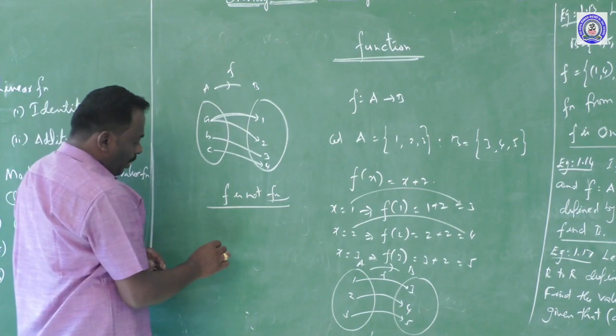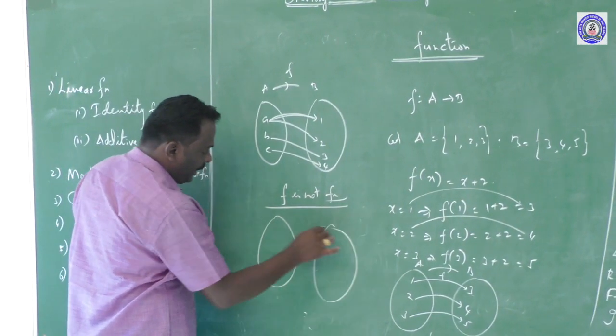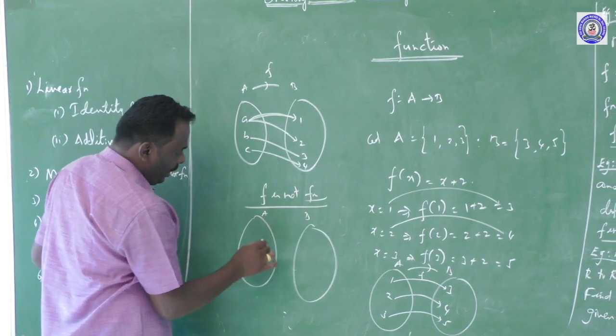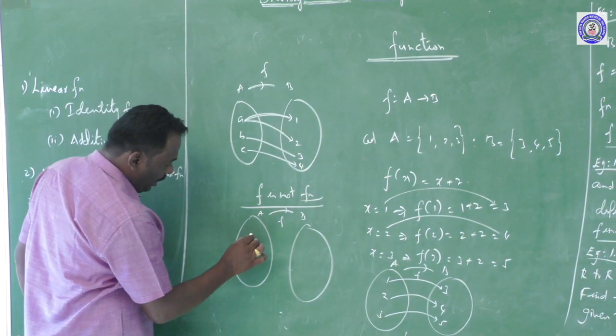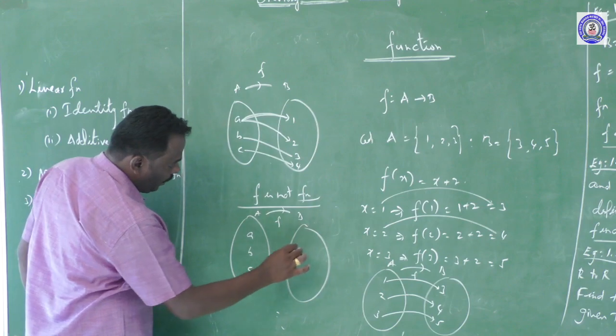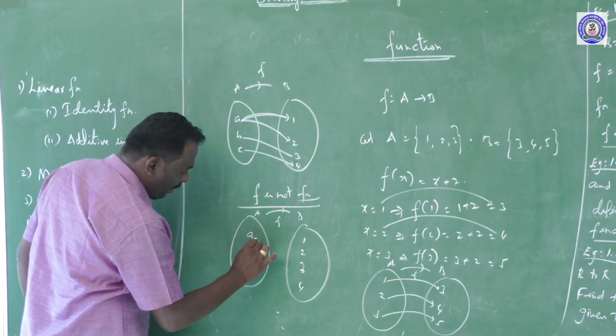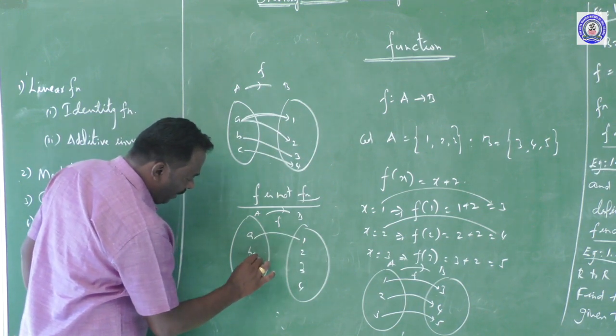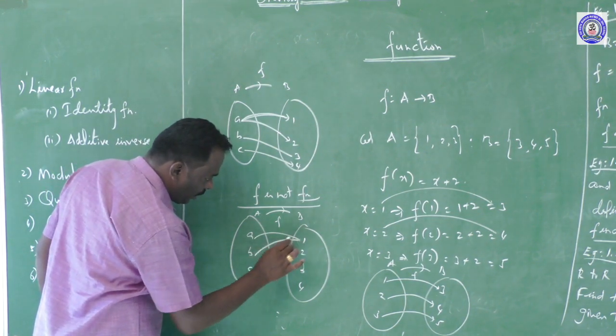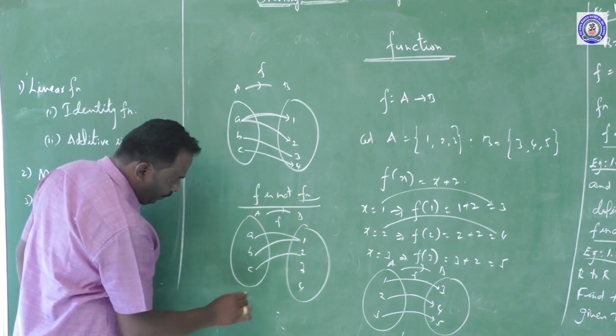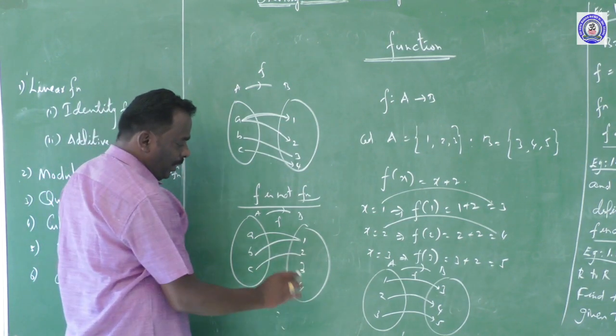For example, we can take two sets, A and B, and a function called f. A has elements 1, 2, 3 and B has elements a, b, c, with 1 mapping to a, 2 to b, and 3 to c, and the remaining element 4 in B. No problem.